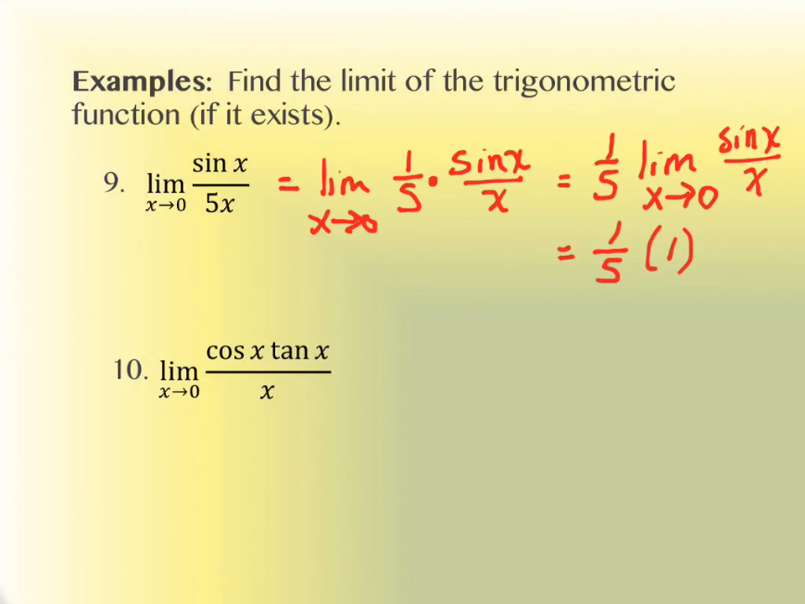But this is one of those special limits that if we remember it, we just have to recognize it when it happens and recognize that the limit of sine of x over x as x goes to 0 is 1, which makes my limit for this problem 1/5.